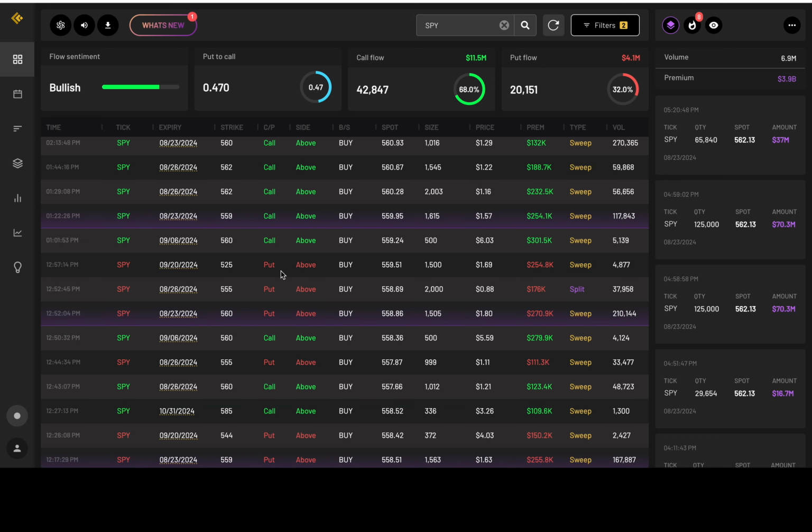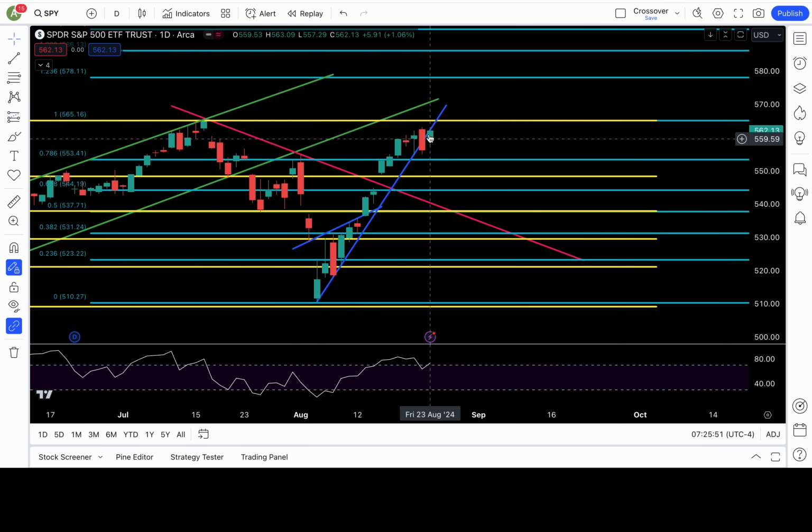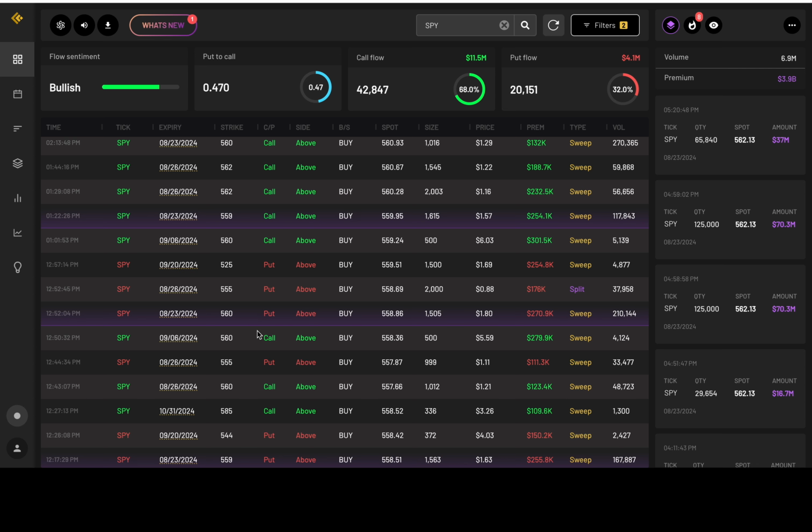The puts, though, we look at the puts. There's one for September 20th. That one for 525 strike price, very out the money, above the ask for September 20th. So this person, whoever it is, is expecting a big drop to the downside, and they entered around 559.5ish, which means they're kind of a little down right now. I don't know if they're down a lot. Probably. Hope they're okay. I'll tell you that. Like, jokes aside, that's a lot of money that they bet to the downside. We're talking over $250,000.